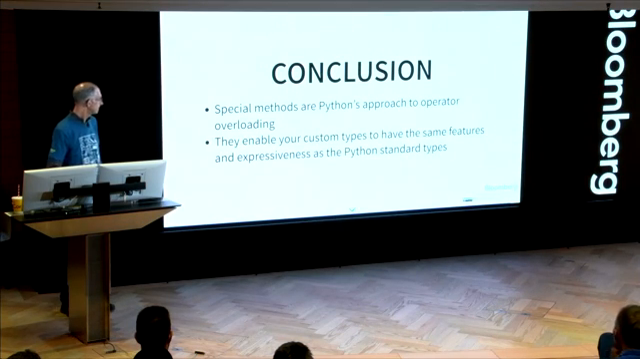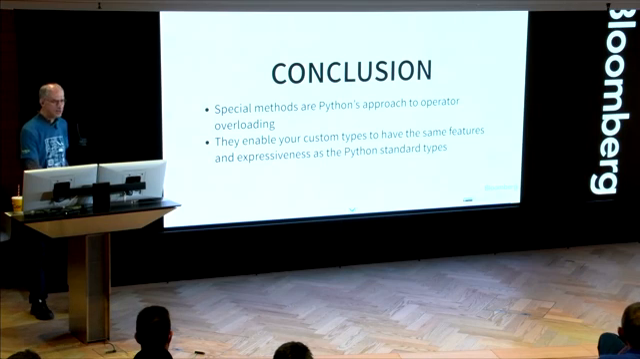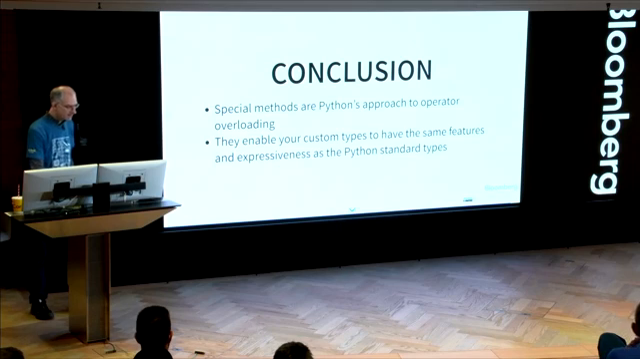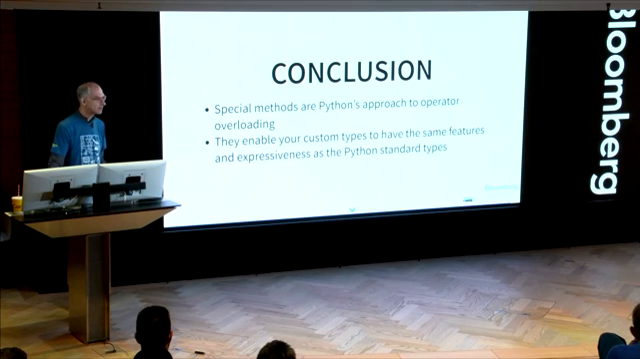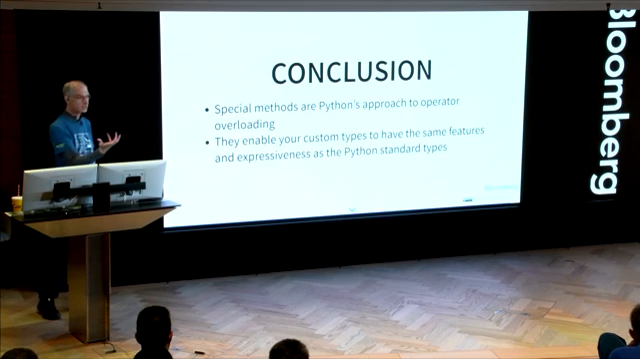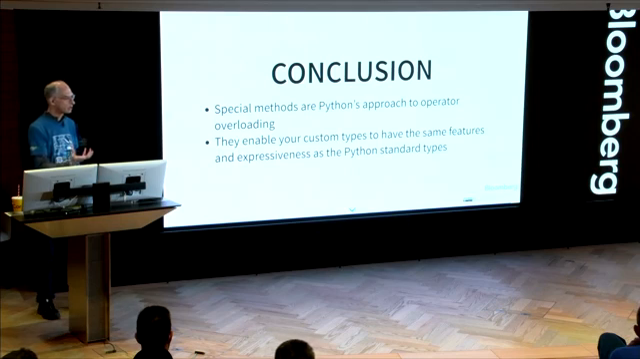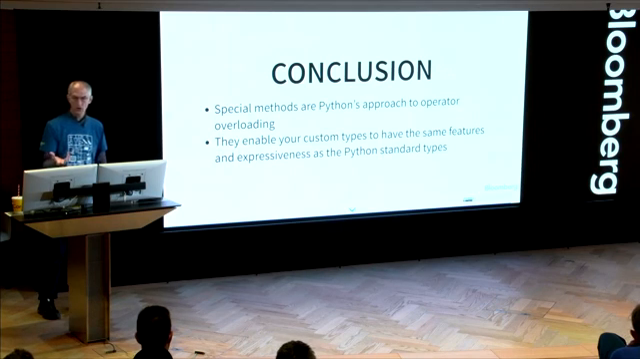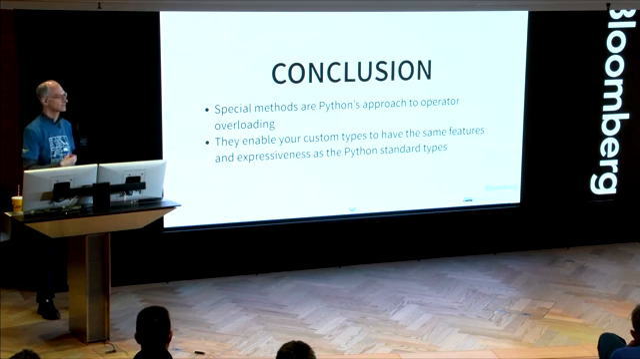So in conclusion, special methods are Python's approach to operator overloading. They enable your custom types to have the same features and expressiveness as the Python standard types. Essentially, what the Python language has done is expose the inner workings and hooks to allow you to write very fully featured, expressive code with your own classes.